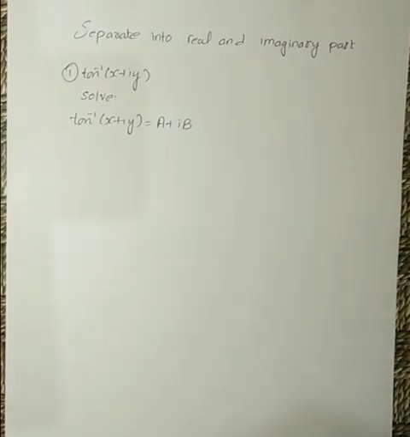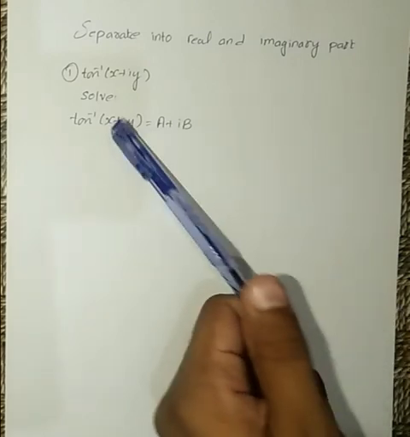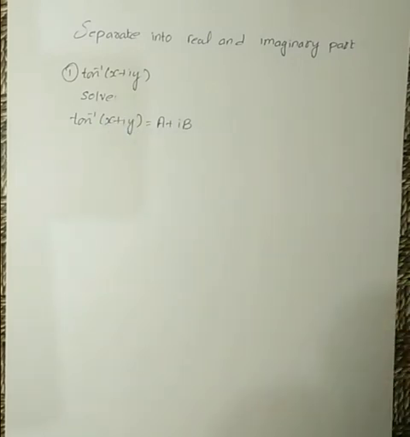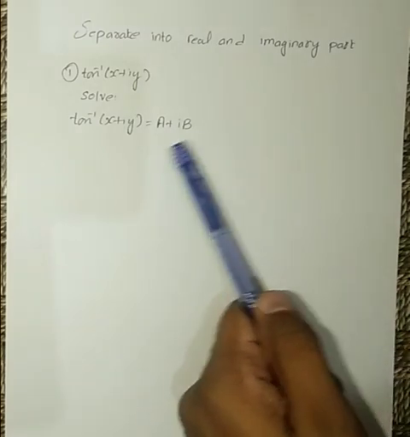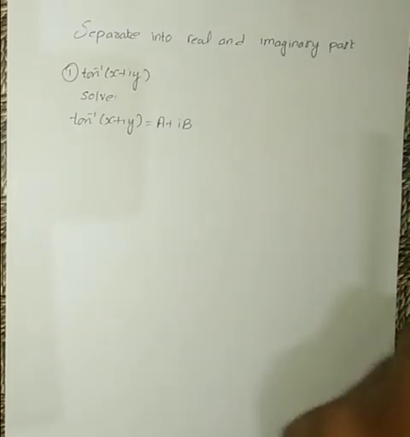Today's question is how to separate the real and imaginary part in any trigonometric function. For example, I have tan inverse, and if theta is equal to x plus iota y, we solve it as two variables, a and b. a denotes the real part and b denotes the imaginary part.